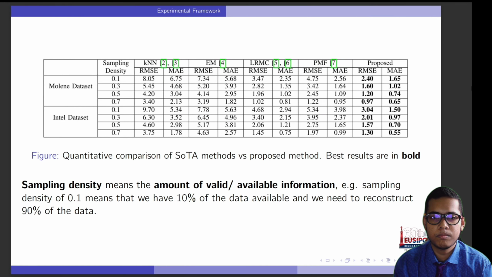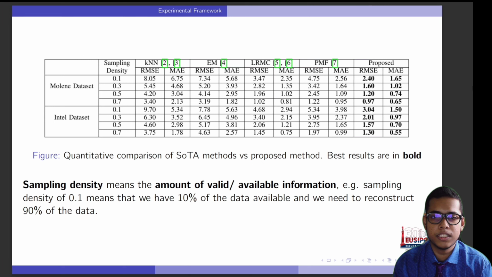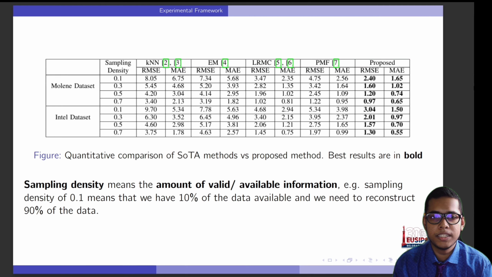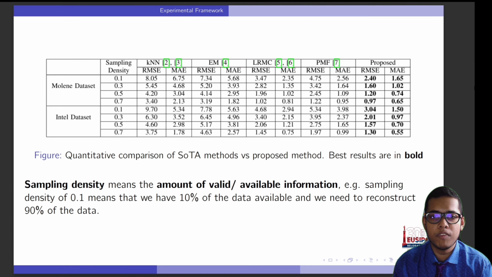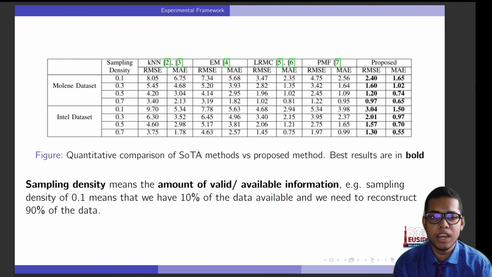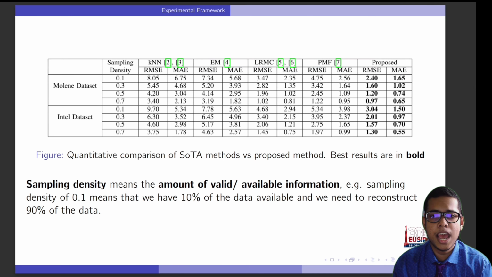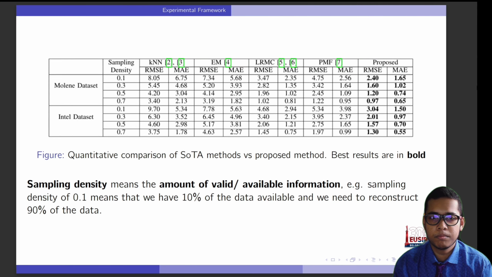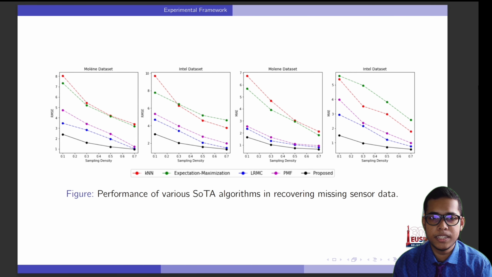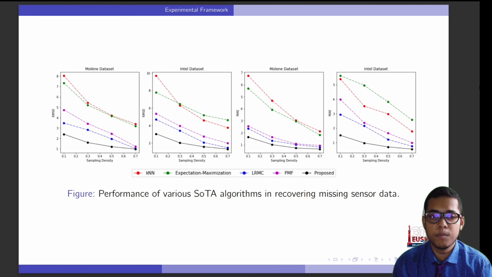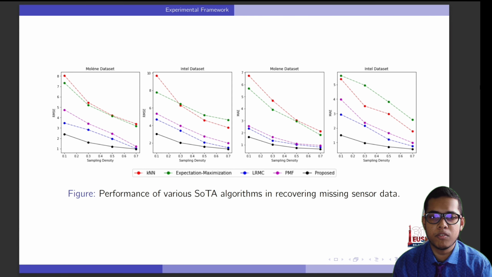Here, we show the quantitative comparison of the state-of-the-art methods versus the proposed methods. The best results are in bold. Here, by sampling density, we mean the amount of available information. For example, a sampling density of 0.1 means that we have only 10% of the data available and we need to reconstruct the remaining 90% of the data. Here, we show the RMSE and MAE plots. It clearly shows that even under lower sampling density, the proposed method delivers consistently better performance.